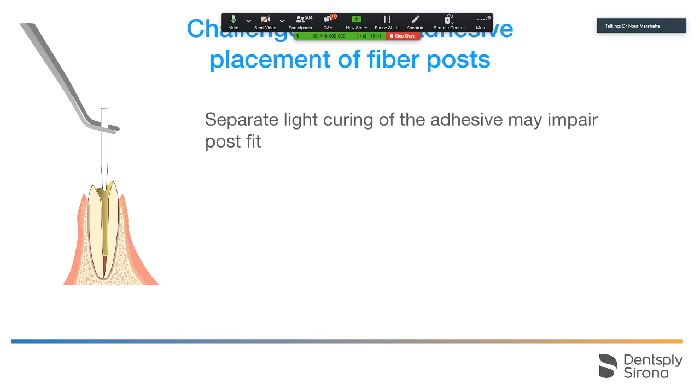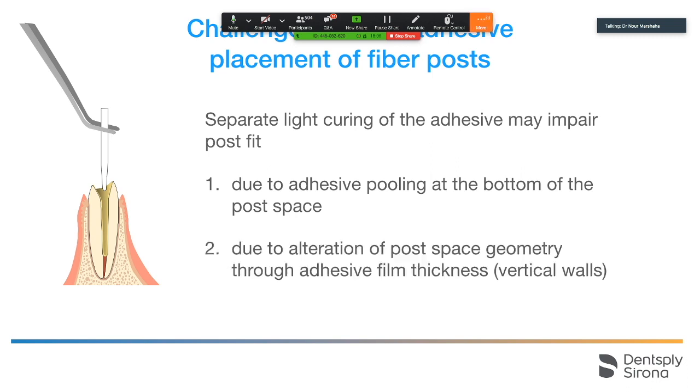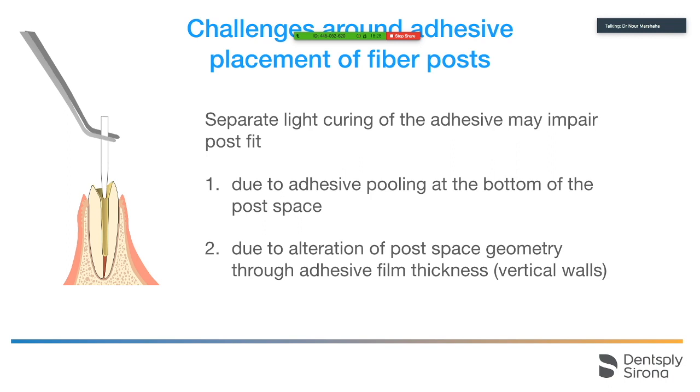So, separate light curing of the adhesive may impair post fit due to adhesive pooling at the bottom of the post space, due to alteration of post space geometry through adhesive film thickness on the vertical walls. You know, we have to keep in mind that the post length and diameter, surface texture, and luting agent will affect the placement of the fiber post.